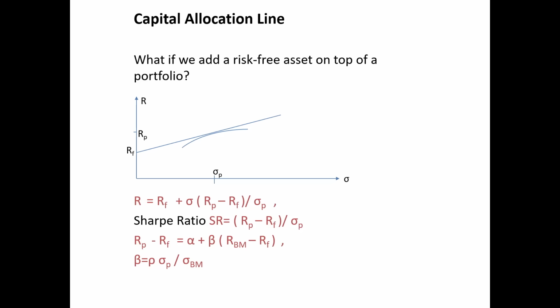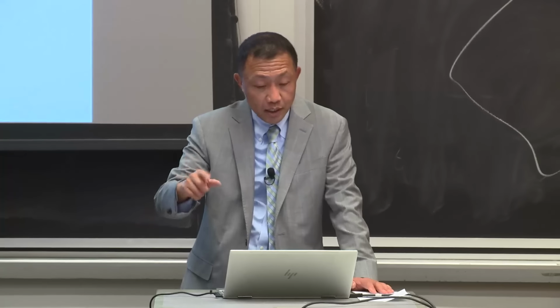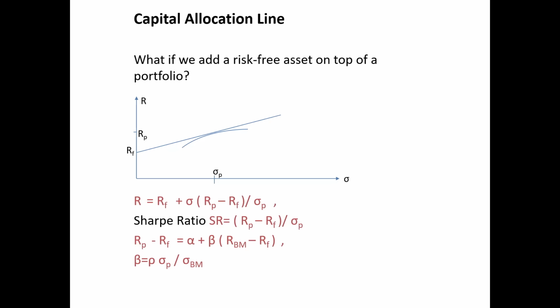Sometimes you also hear the terms alpha and beta. That's compared with a benchmark, right? So in this case, you can write down the portfolio return minus the risk-free return in terms of alpha plus beta times the benchmark minus the risk-free return. And the beta is a function of the correlation of the portfolio to the benchmark and the ratio of the volatilities.